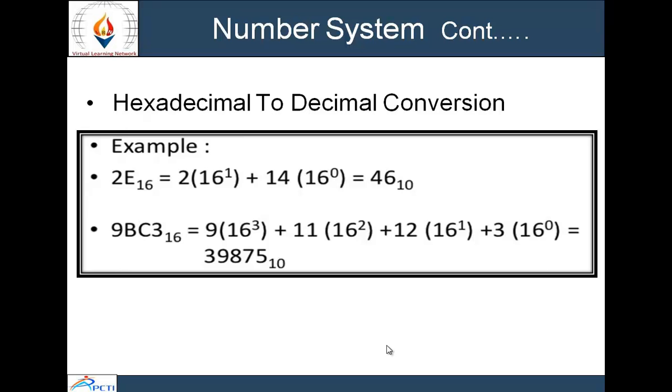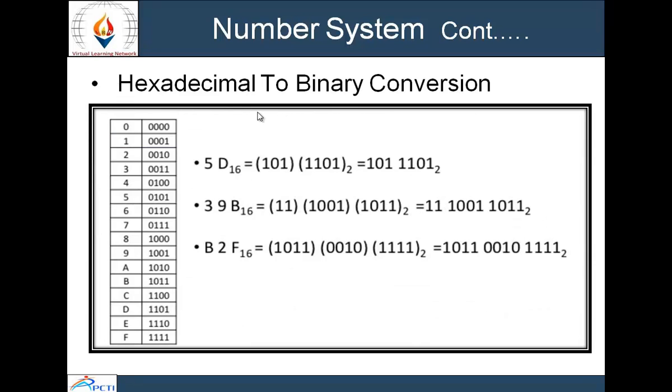Next is hexadecimal to decimal conversion. The conversion of hexadecimal to decimal can also be performed in the conventional mathematical way, that is by showing each digit place as an increasing power of 16, that is 16 raised to power 0 multiplied by 14. 14 is used to represent E in hexadecimal number, then 16 raised to power 1 multiplied by 2, and after multiplying these numbers, we will find the addition of 16 raised to power 1 multiplied by 2 plus 16 raised to power 0 multiplied by 14, and after the addition of these numbers, you will get the final result, that is the decimal number of corresponding hexadecimal number.